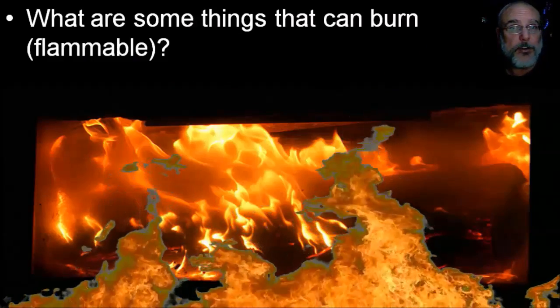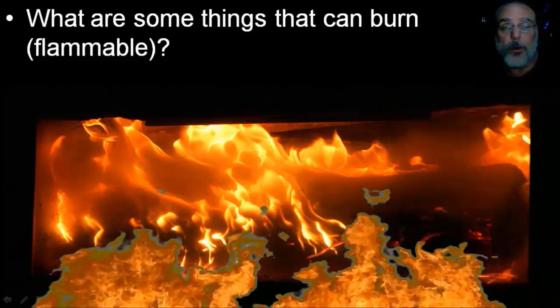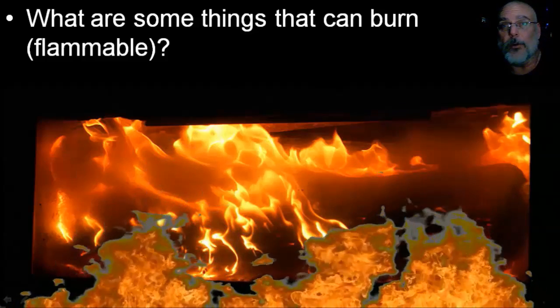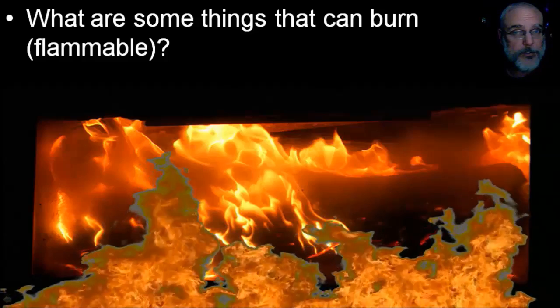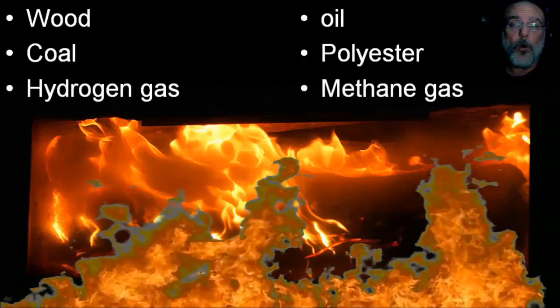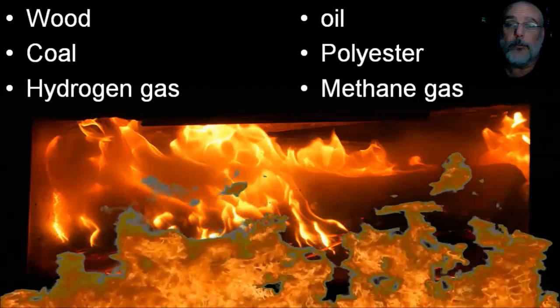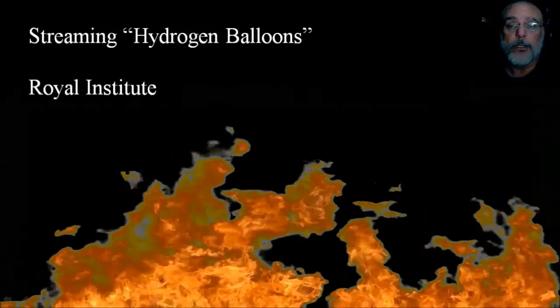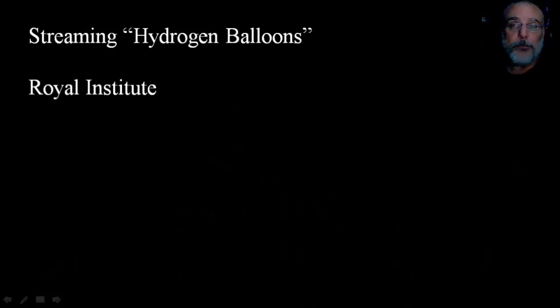What are some things that you can think of that can burn? Or in other words, what are some things you can think of that are flammable? And oddly enough, the word inflammable means burning too. It means the same thing as flammable. Here are some examples: wood, coal, hydrogen gas, oil, polyester, methane gas, like natural gas like we've used in the classroom. Here is a clip.